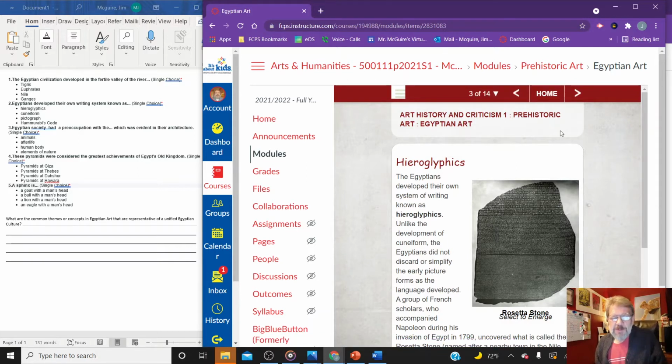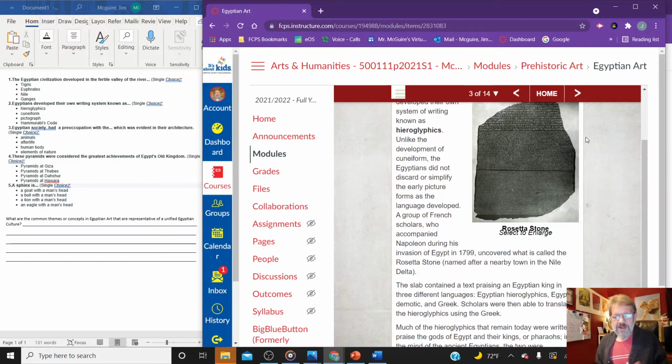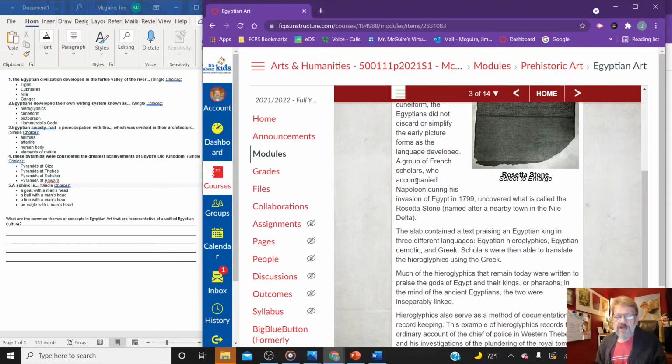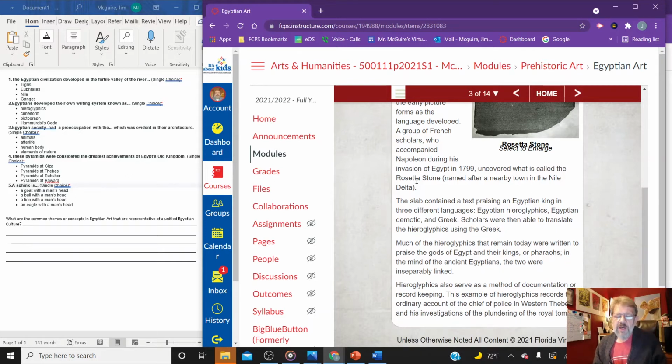Hieroglyphics. The Egyptians developed their own system of writing known as hieroglyphics. Unlike the development of cuneiform, the Egyptians did not discard or simplify the early picture forms as the language developed. A group of French scholars who accompanied Napoleon during his invasion of Egypt in 1799 uncovered what they called the Rosetta Stone, named after a nearby town in the Nile Delta. The slab contained a text praising an Egyptian king in 3 different languages: Egyptian hieroglyphics, Egyptian Demotic, and Greek.